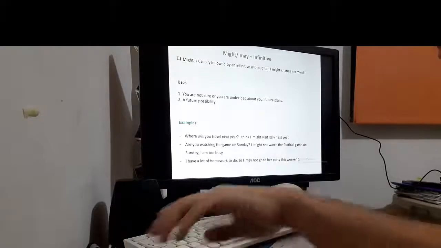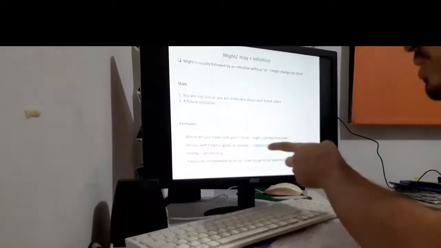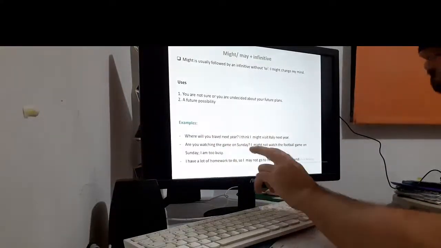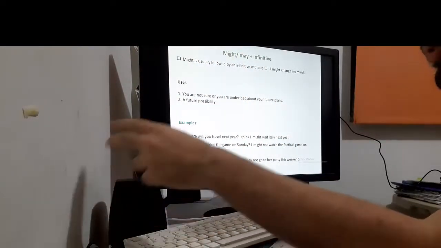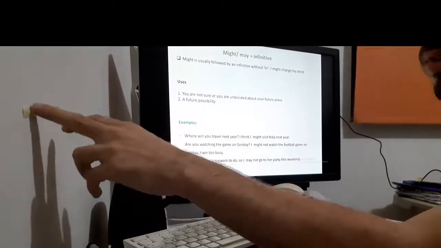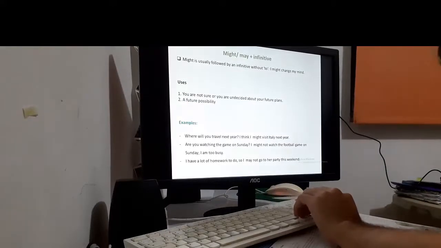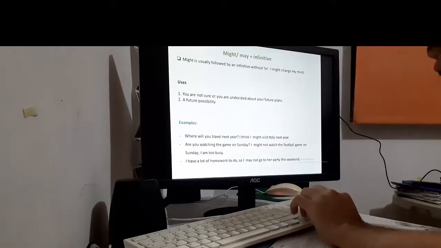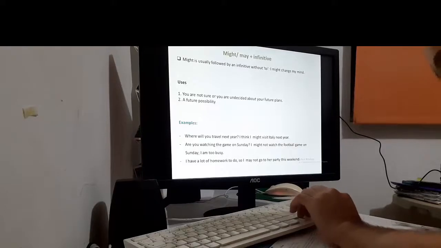In the second example, are you watching the game on Sunday? I might not watch the football game on Sunday. I'm too busy. So you have two options: to watch the football match or to not watch the football match. So there are two possibilities. For that we use might. And the last one is, I have a lot of homework to do, so I may not go to her party this weekend. It's the same thing, so you are not sure, you don't know.